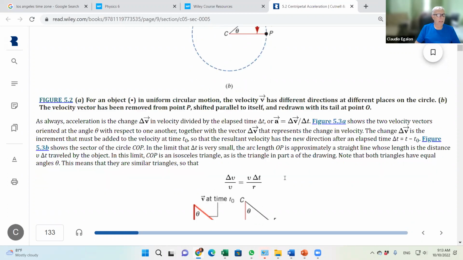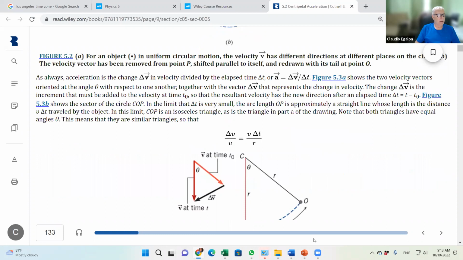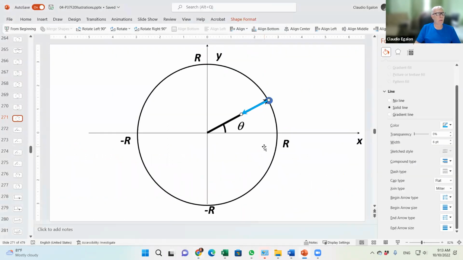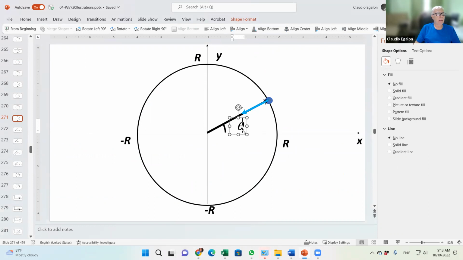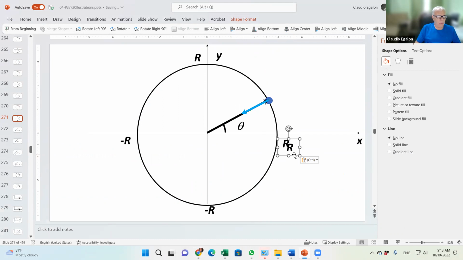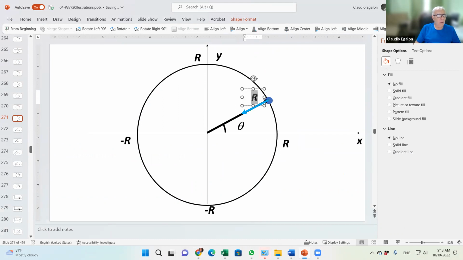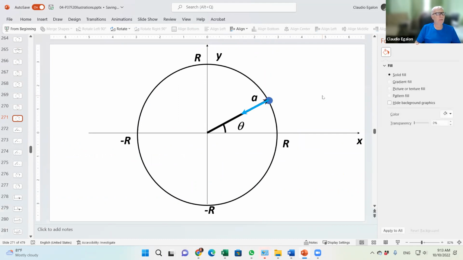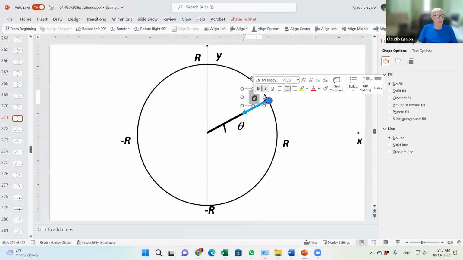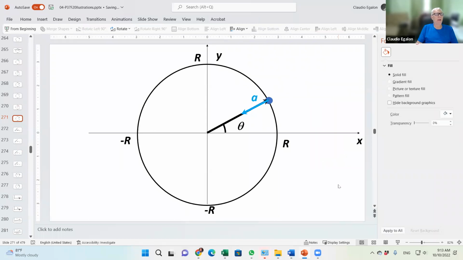I'm not going to do that because it's already in the book. But you should at least know that the acceleration points towards the center of the circle, because the acceleration always points towards the center of the concavity of the path, no matter where you are located. Just like this particle here, right?